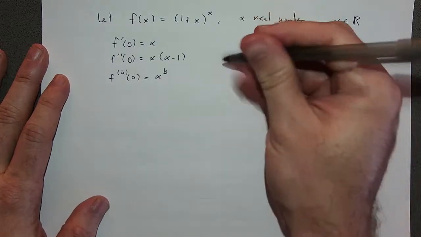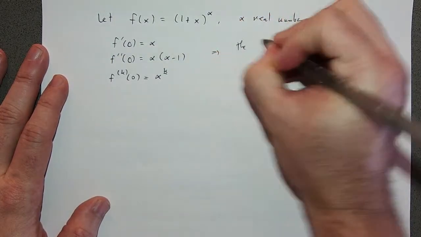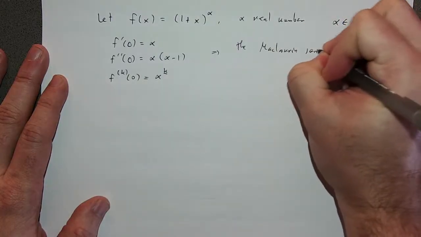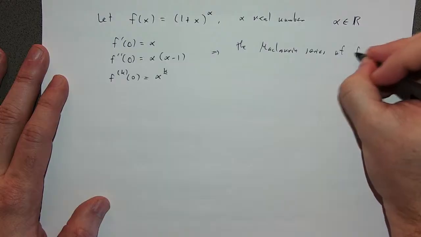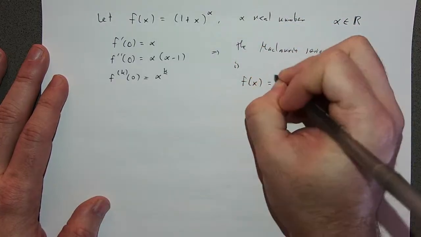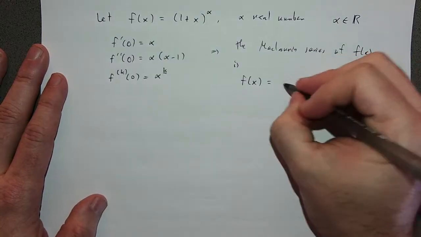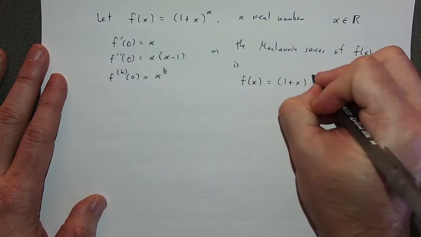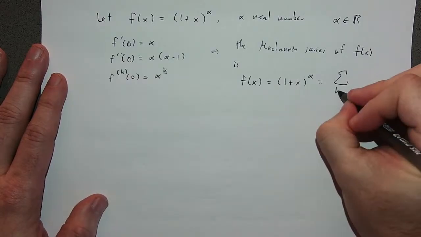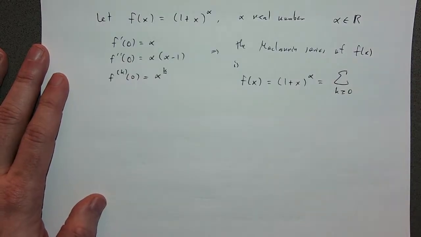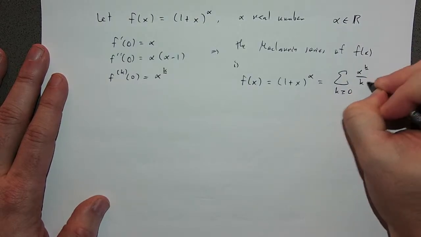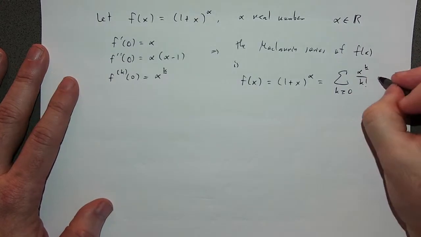And so the Maclaurin series of f of x, that is 1 plus x to the alpha, is the sum over k non-negative of alpha to the k falling over k factorial x to the k.